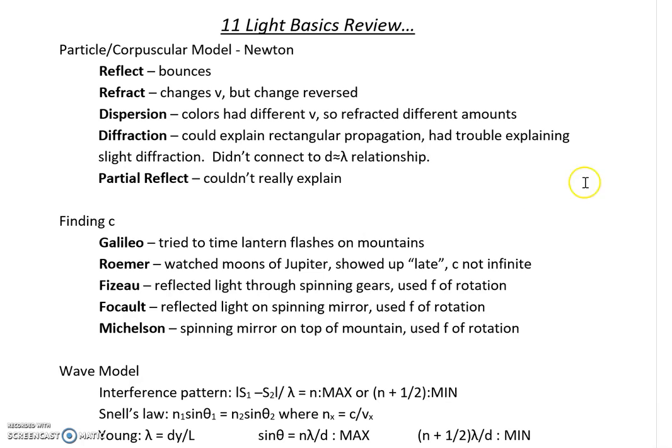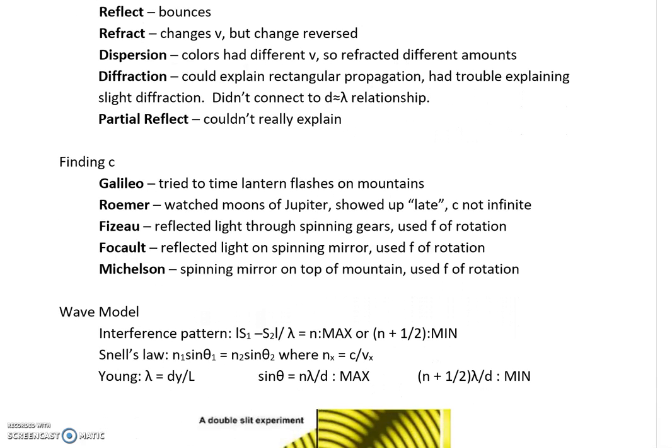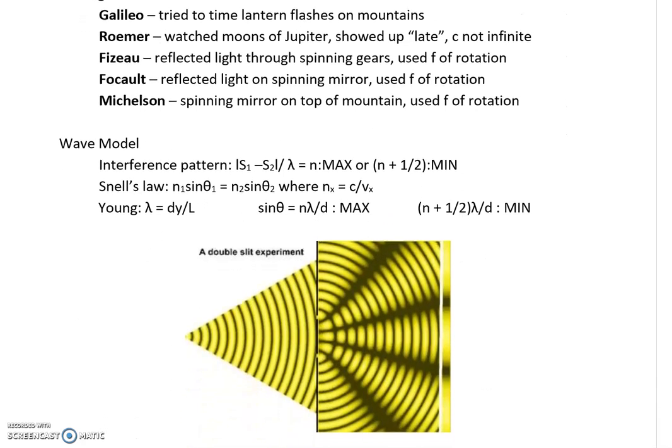So back at the sheet here, we have those people we were talking about. There's Galileo, and Romer, Fizeau. We got all the different experiments we looked at last year. Then after that, we started looking at the wave model of light. You guys did a bunch of stuff with the wave model of light.